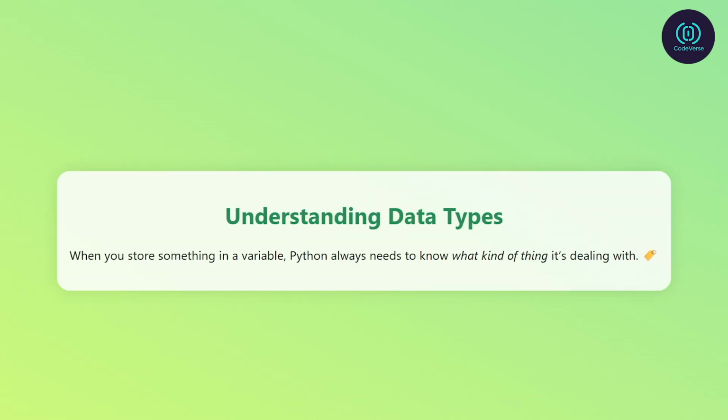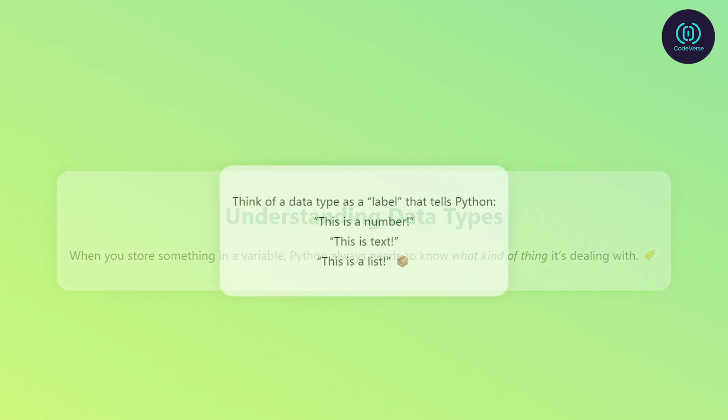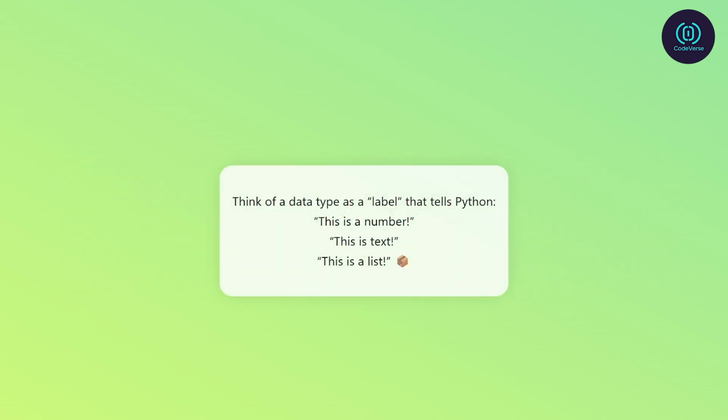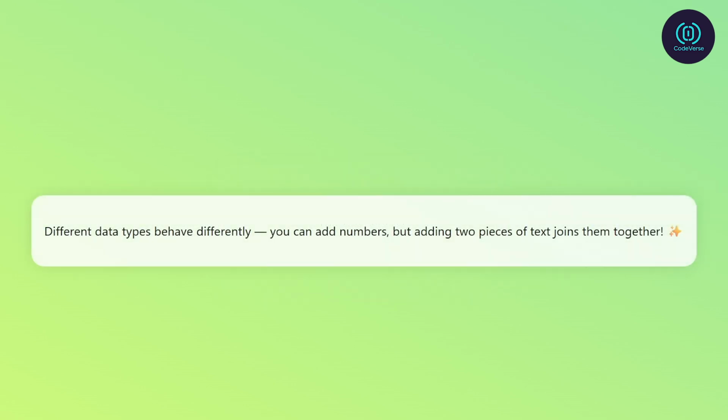When you store something in a variable, Python always needs to know what kind of thing it's dealing with. That's where data types come in. Think of a data type as a label that tells Python, hey, this is a number, or this is a piece of text, or this is a list of items. Different data types behave differently. You can add numbers together, but adding two pieces of text does something else entirely, it joins them together.